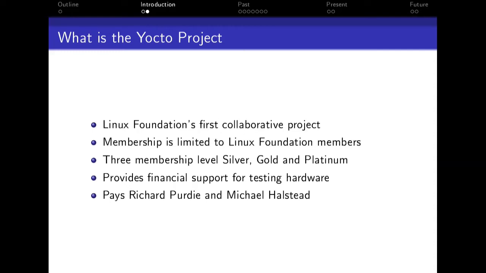And they also pay Richard Purdy and Michael Halstead now. Richard does most of the architecture work, far more than he is capable of doing. And Michael Halstead does sysadmin work for various web services and mostly keeping the auto builders running, which were very overworked machines. They've got them fairly well tuned now, but in the early few years of the Yocto project, they were blowing out hard drives.